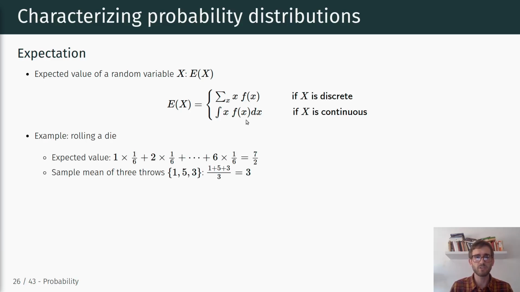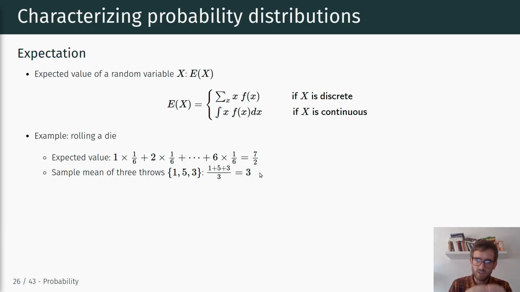So I already mentioned the example of rolling a die. Of course, the probability of each individual side is 1/6, so it's a fair die. So that would be 3.5, the expected value. And the important thing is that this population expected value is different from the sample mean or the sample average, right? So for example, a sample mean of three throws could be 3 if we roll a 1, a 5, and a 3, and of course there is a deviation.